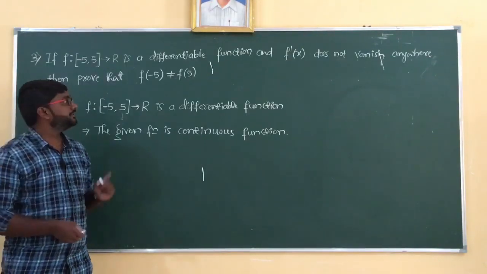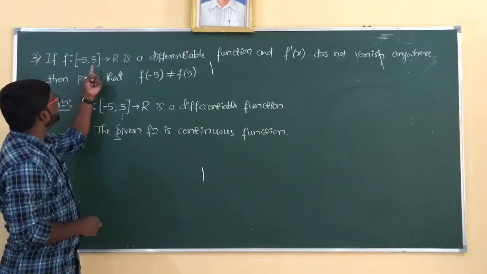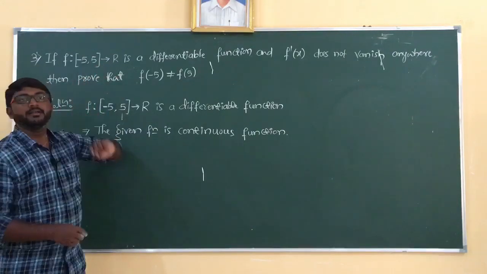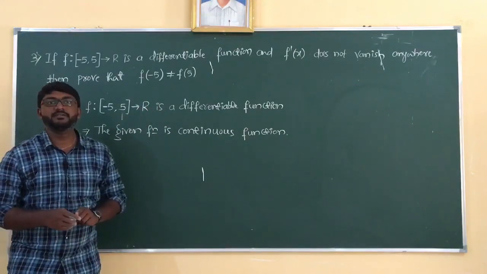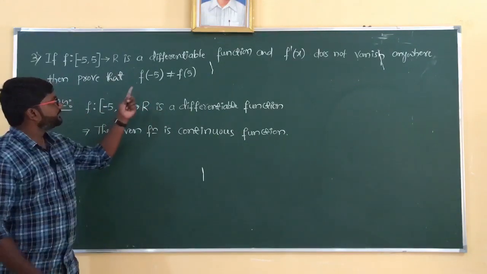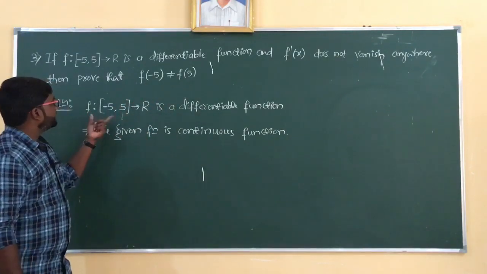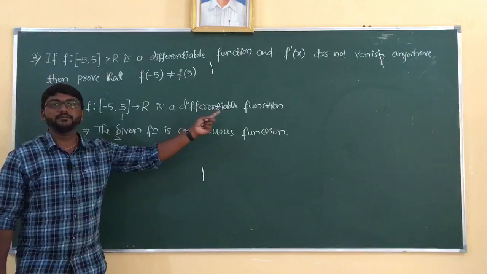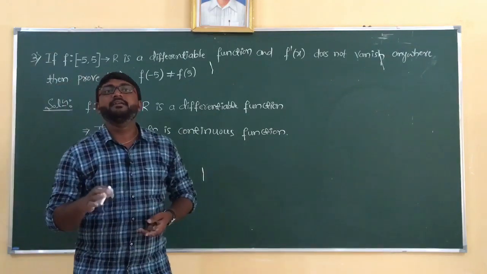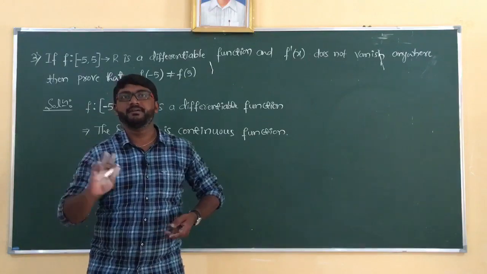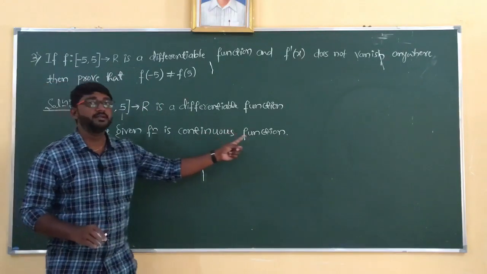So, let us solve the third main question. If f from the closed interval minus pi to 5 to R is a differentiable function and f dash of x doesn't vanish anywhere, then prove that f of minus pi is not equal to f of 5. So, here he has given that the function is a differentiable function. If the function is differentiable, then it is also a continuous function. So, that is why I have written the given function is a continuous function.